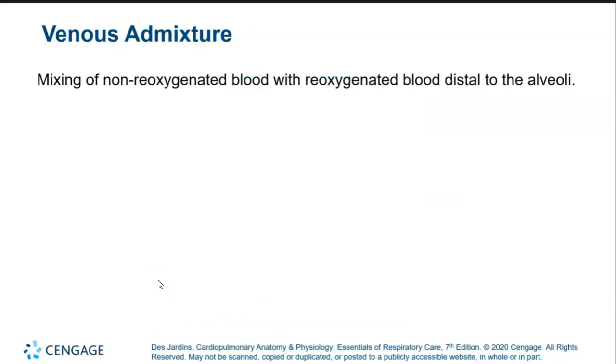So that end result of any type of shunting is going to be considered a venous admixture. So this is that mixing of non-reoxygenated blood with reoxygenated blood after it comes in contact with that alveoli, so downstream of your lungs. And that just overall decreases the amount of oxygen that's available for transport. So that final outcome is going to be that reduced PaO2, CaO2 returning to that left side of the heart.